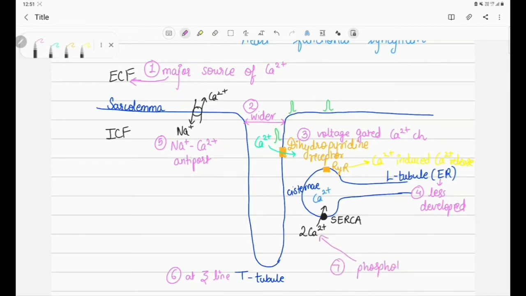The sixth difference is that the T tubule is present at the Z line, and the seventh difference is an inhibitory protein, phospholamban, which inhibits SERCA, and sympathetic discharge inhibits phospholamban. So indirectly sympathetic discharge stimulates the SERCA activity leading to faster relaxation.